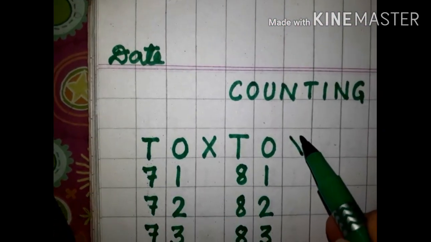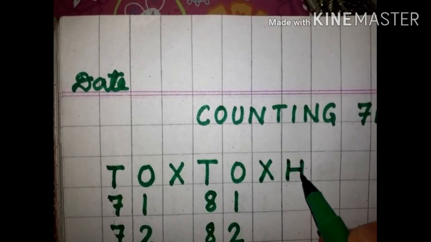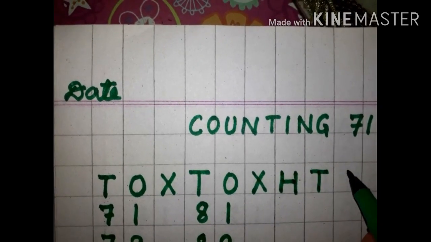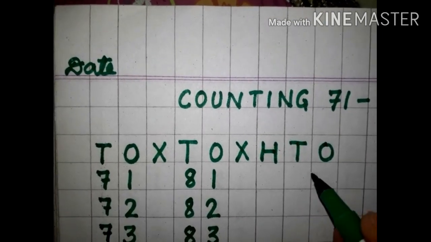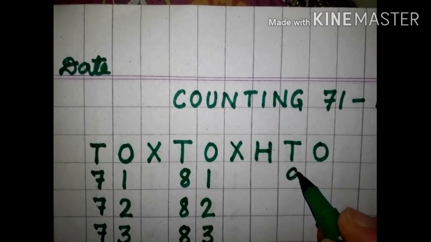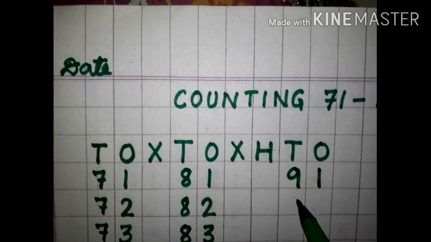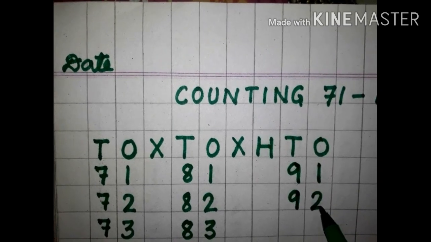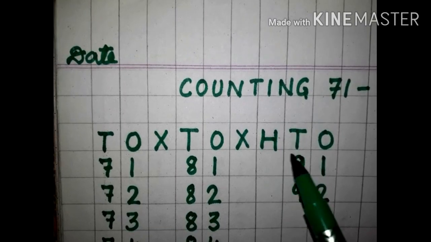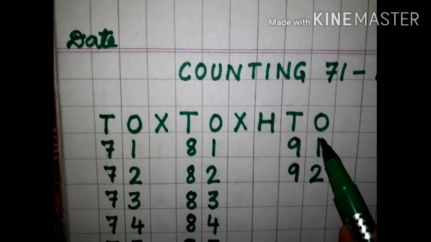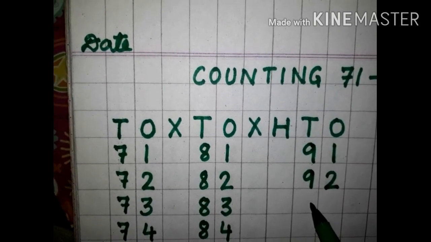Then again put a cross, skip a line, then write H, T, then O. Now we will start 91 from the tens and ones place here. 91, 92. Children, you may be thinking why ma'am has written here H, T, O. I will tell you later. Okay? First of all, we will write the numbers till 99.